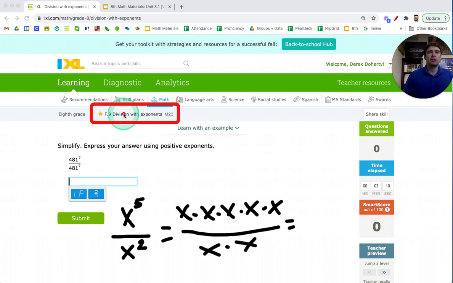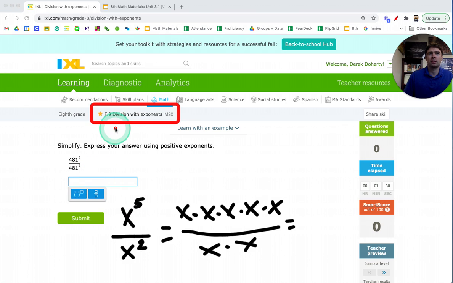Hello 8th graders. In this IXL support video we're taking a look at assignment F9, which is called division with exponents. And again, kind of like F8, we're going to review the rule first, or the property for division with exponents that makes this assignment pretty easy once you get that property or rule understood. I've got an example here.